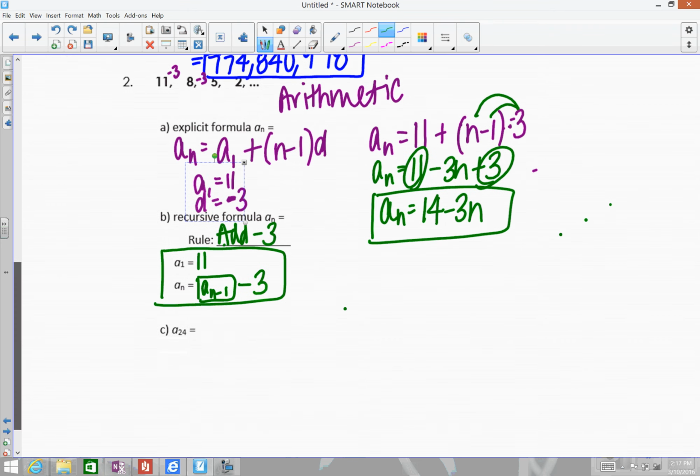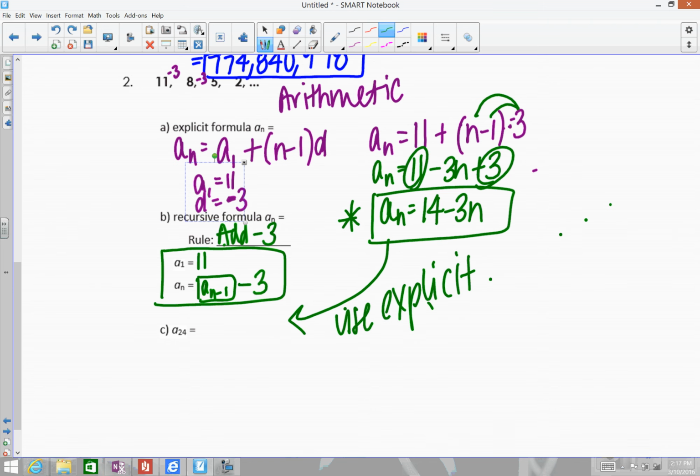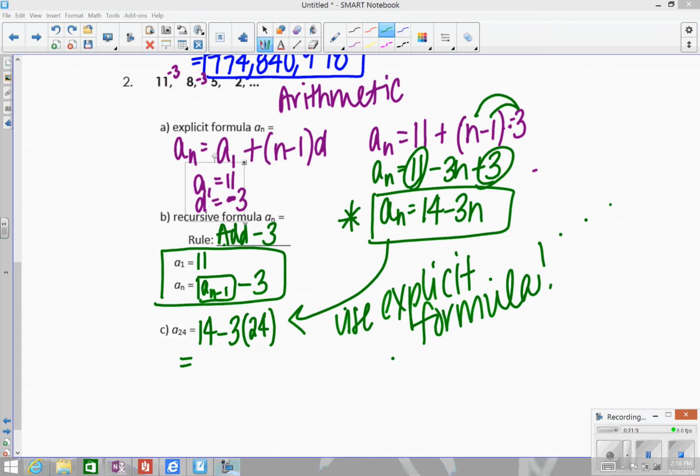So if we're trying to find a sub 24, definitely go with this explicit formula. Again, with the explicit formula, all I have to do is plug in 24, whereas with the recursive formula, I'd have to know all of the previous terms, 23, 22, and so on. So if I plug in, it would be 14 minus 3 times 24. You end up with negative 58 as the 24th term.